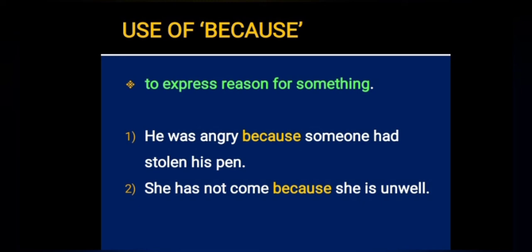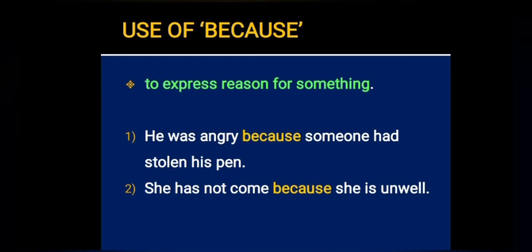Now look at these sentences on the screen. He was angry because someone had stolen his pen. Why was he angry? The answer to this question is because someone had stolen his pen. Next sentence is, she has not come because she is unwell. Now why has she not come? Because she is unwell. So the conjunction "because" is used to express a reason for something. I hope the use of the conjunction "because" is clear to you now.